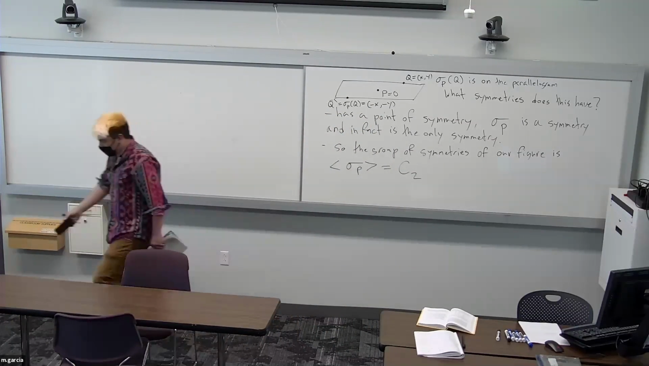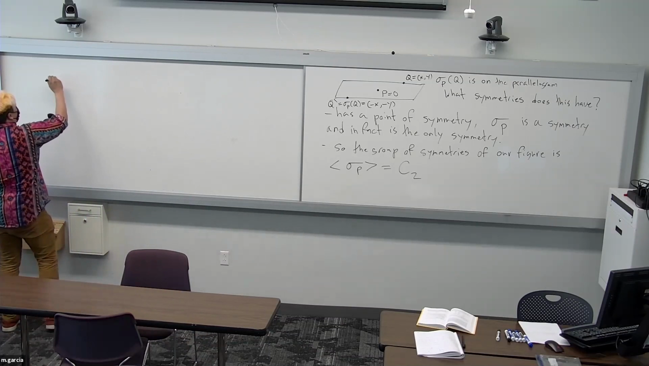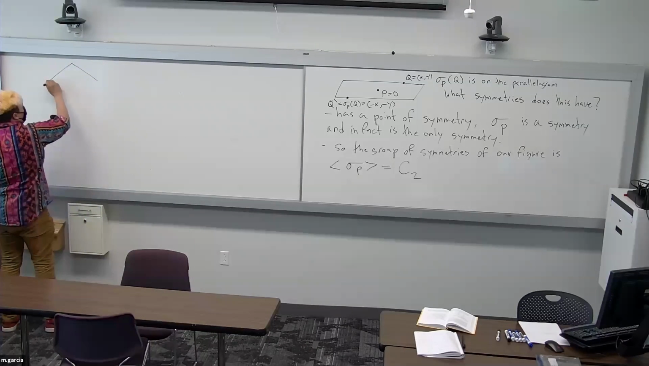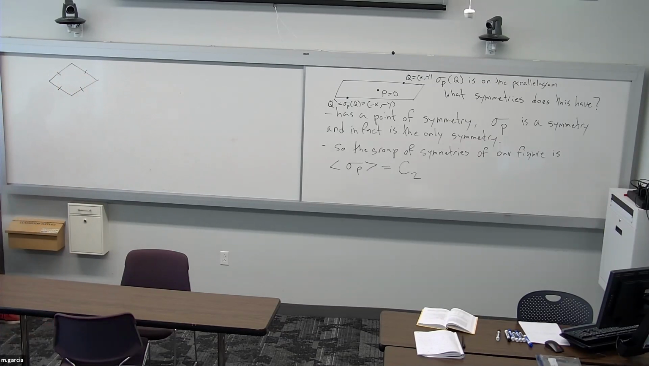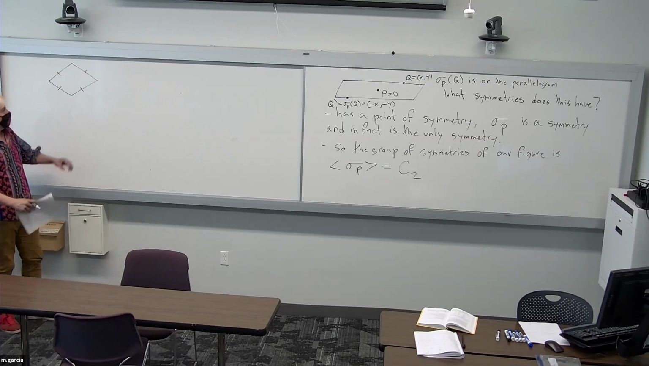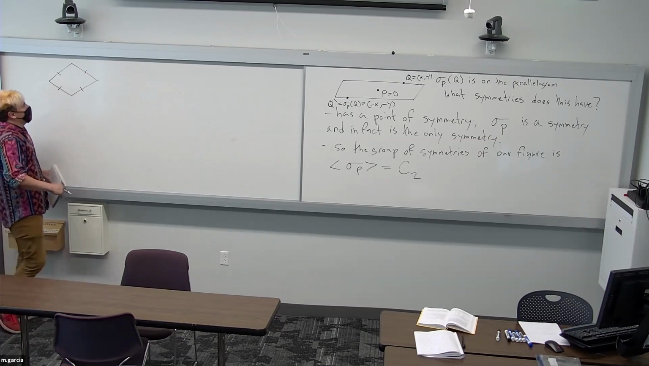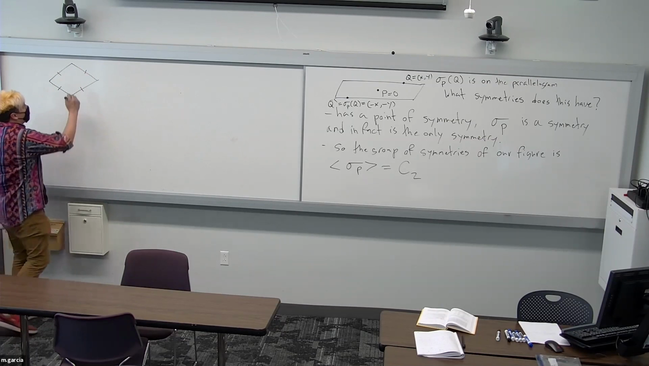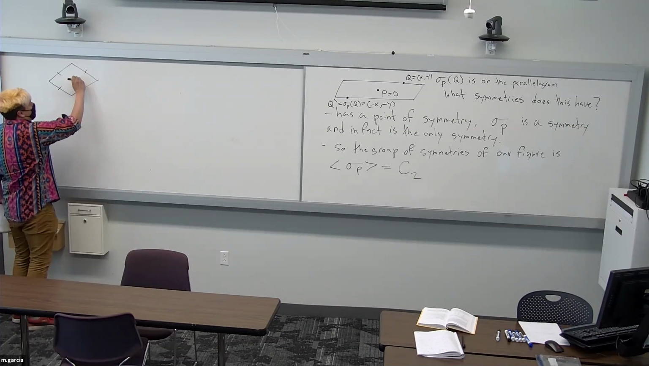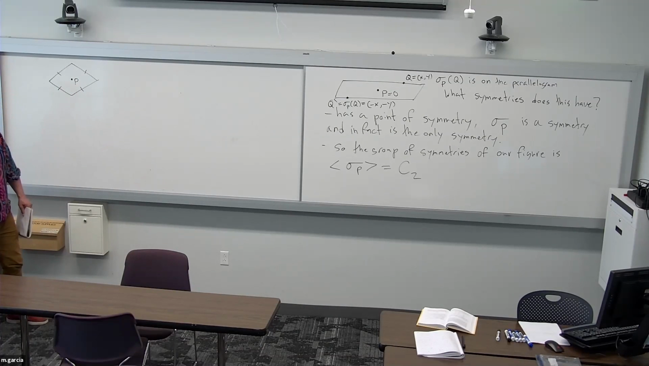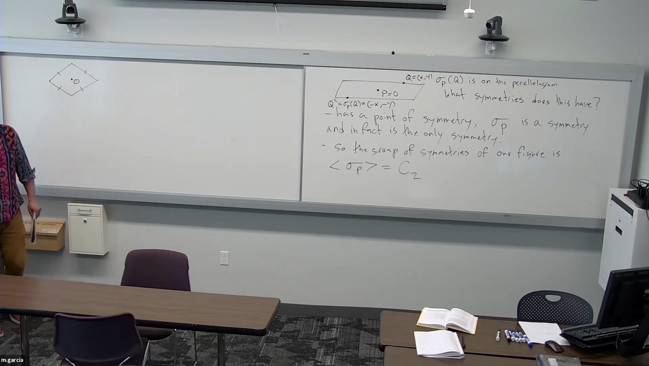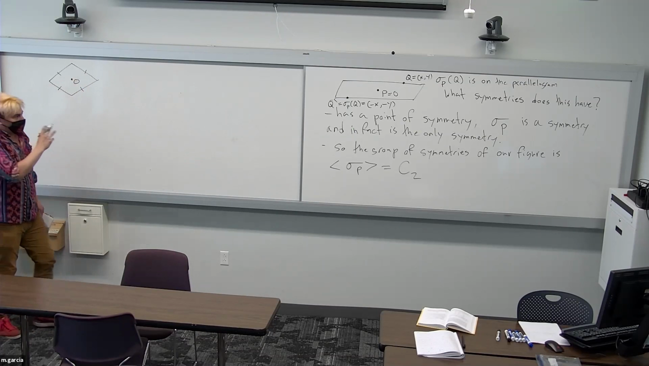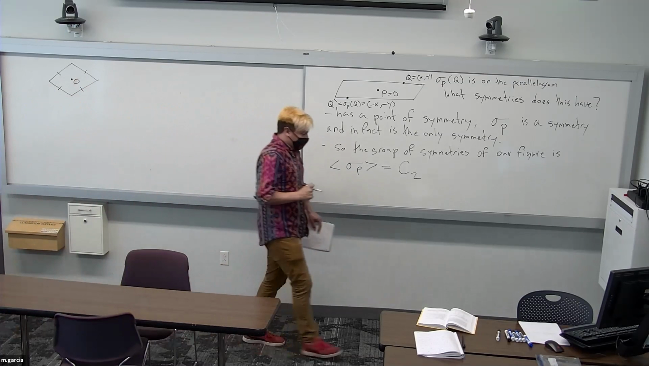So let's just take some rhombus. Pretend these are all the same length. What are the isometries that fix this figure? Let's say the center is P. Or if we like, let's just say that it's centered at the origin. So what isometries fix this figure?